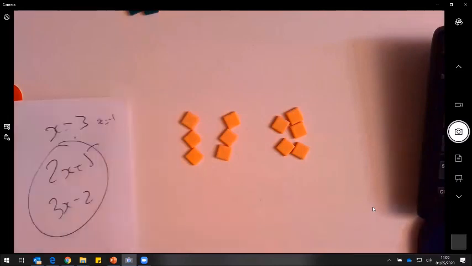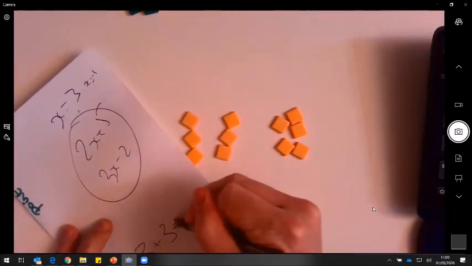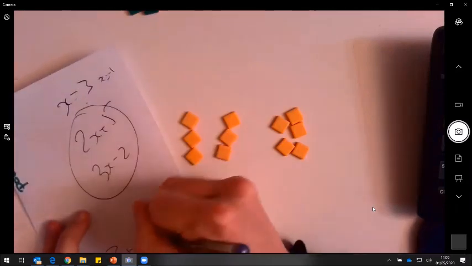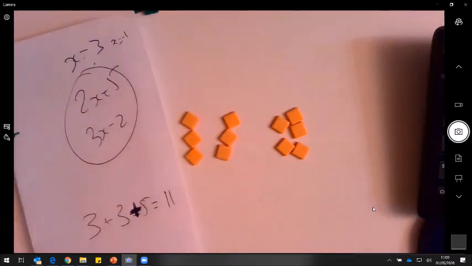So let me just check my notes on that. 3 plus 3 plus my 5. I'm making some horrible writing errors today. Really bad. I'm kind of wishing this wasn't recorded. 3 plus 3 plus 5 equals 11.